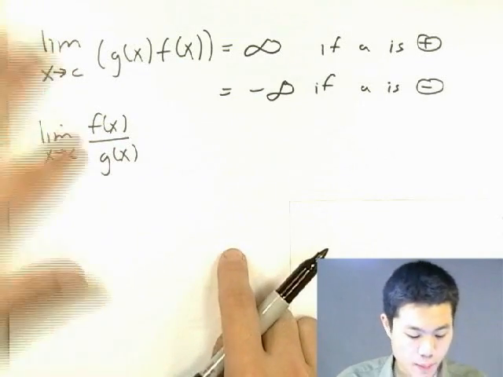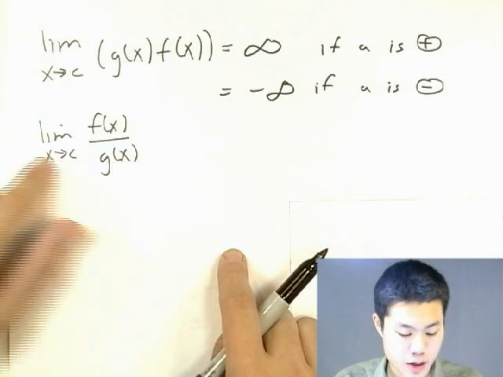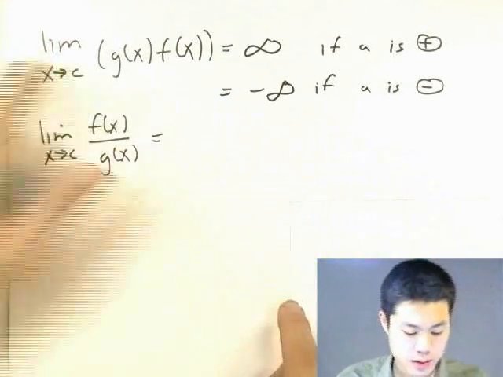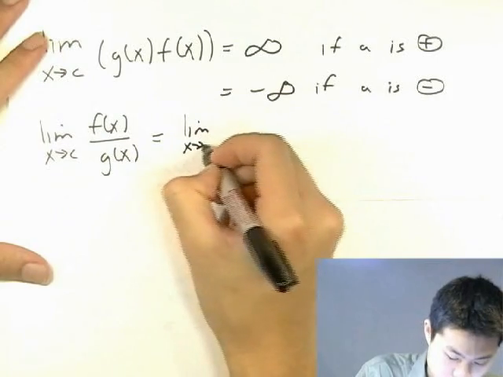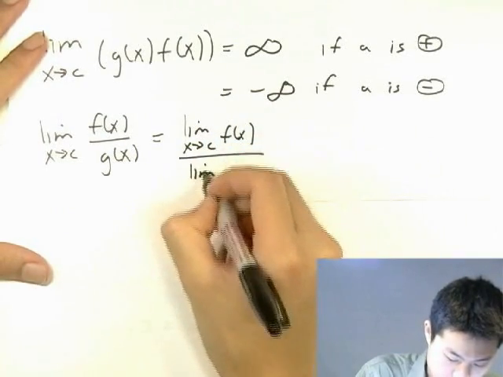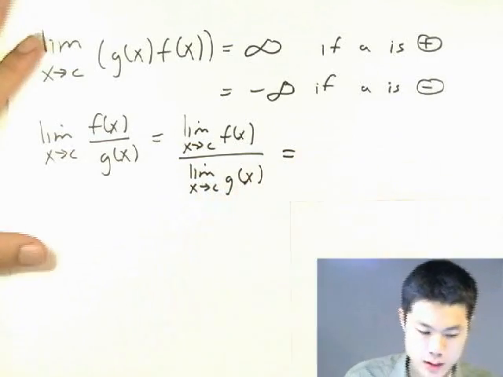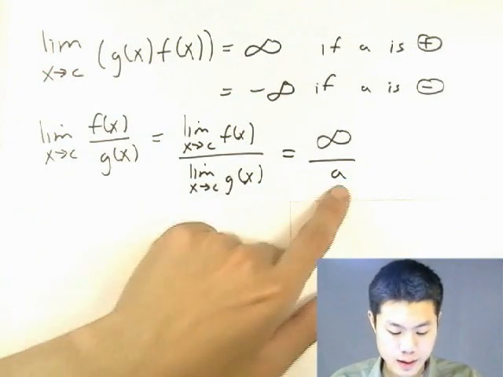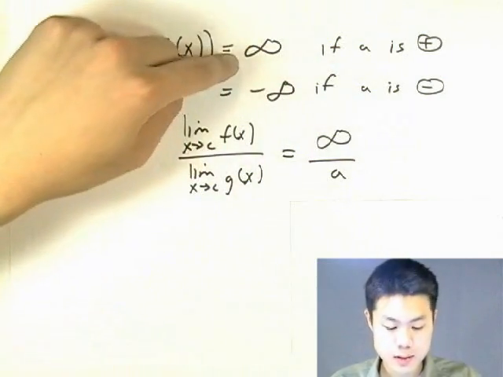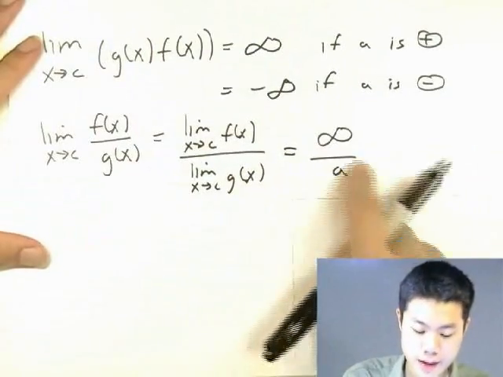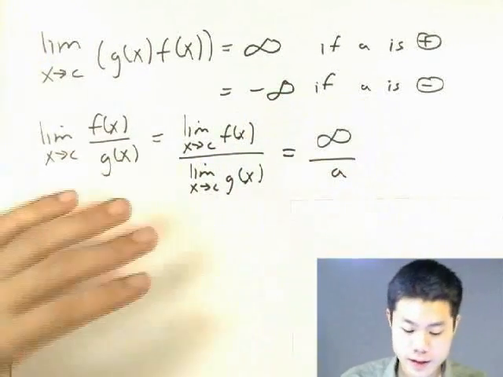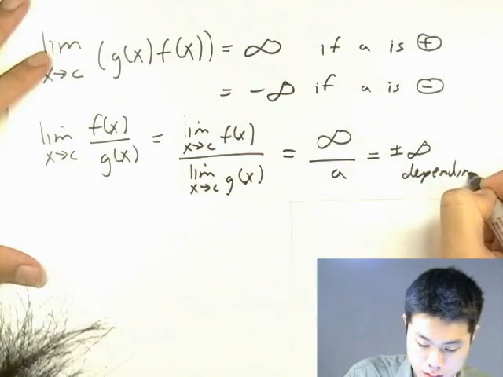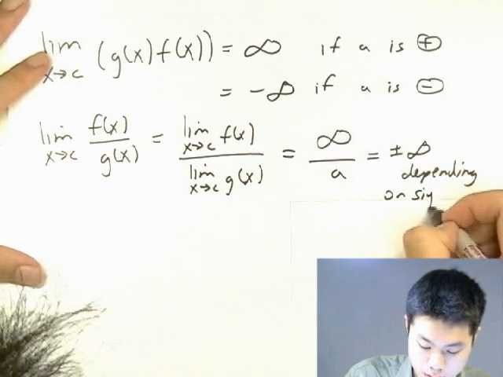And so what happens if you take the limit of f of x over g of x as x approaches c? This is going to be the same as taking the limits individually. So that's going to give you infinity over a. If a is a positive number, then the answer is going to be positive infinity. If a is a negative number, then the answer is going to be negative infinity. So it's going to be plus or minus infinity depending on the sign of a.